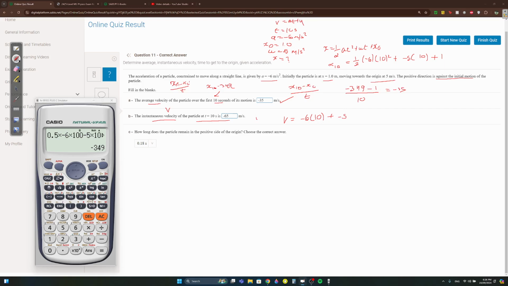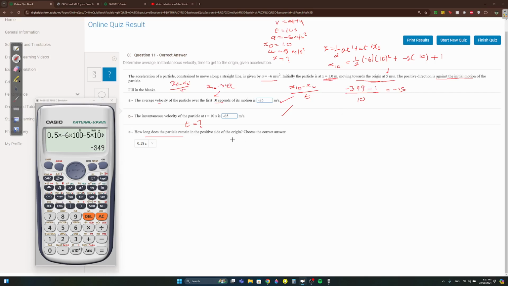You're going to get -65. How long does the particle remain in the positive side of the origin? Okay, this is the nice part. T is the question mark. We know how far it is from the origin: 1 meter. We know that it's moving towards the origin, right? At 5 meters per second.